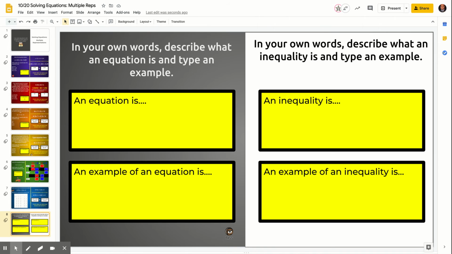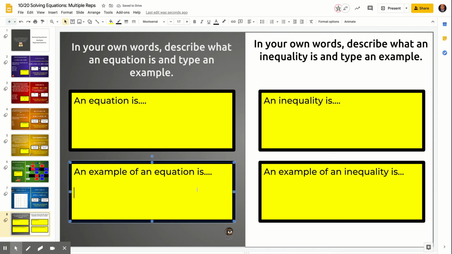And the last thing here on this last slide says, in your own words, describe what an equation is. Well, I won't type it, but I'll flat out tell you. An equation is a math problem with an equal sign. And on the right side, it says, in your own words, describe what an inequality is. It's a math problem without an equal sign. So, I mean, that's literally what it is. So it might have a less than symbol, it might have a greater than symbol, but it's not equal.